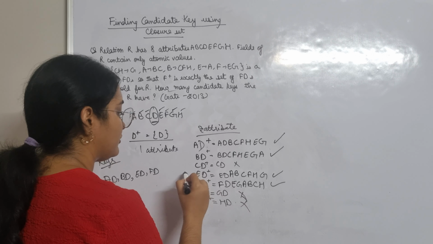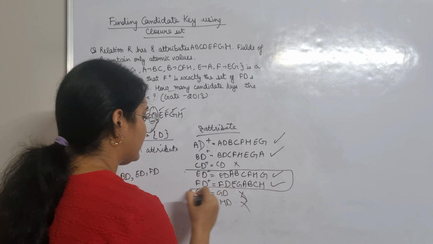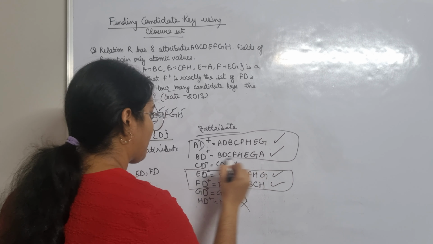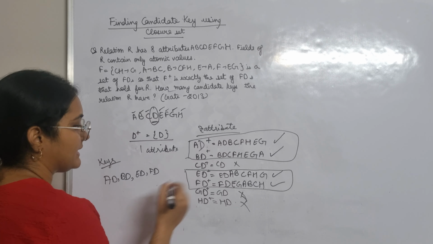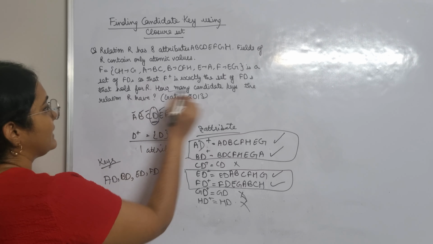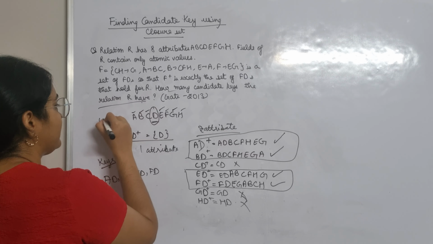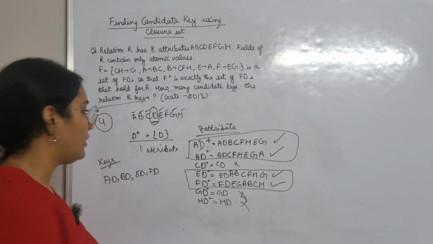Now this we have found. So these are the candidate keys. Now this two and this two. Now what will be the super keys? Let's say, how many candidate keys does the relation have? 4. We will stop at 4. This is the answer.